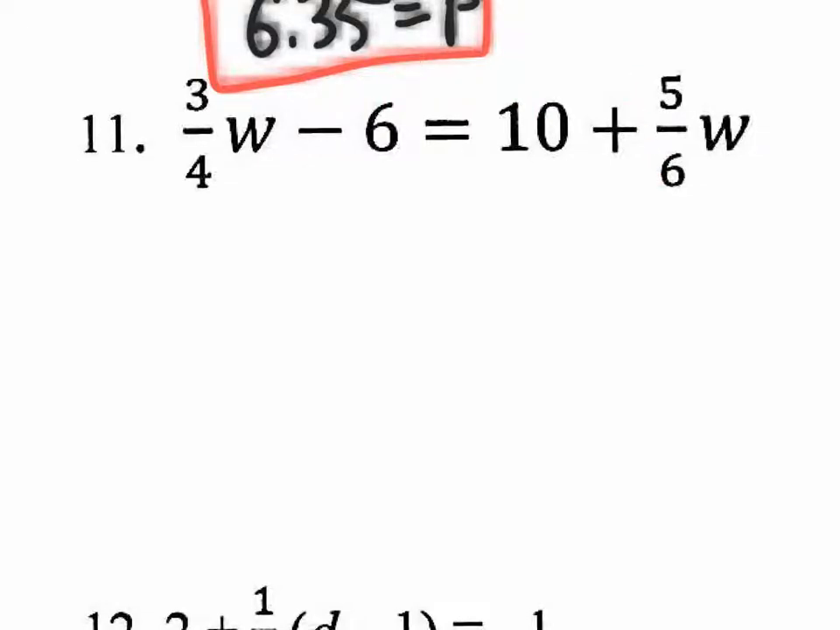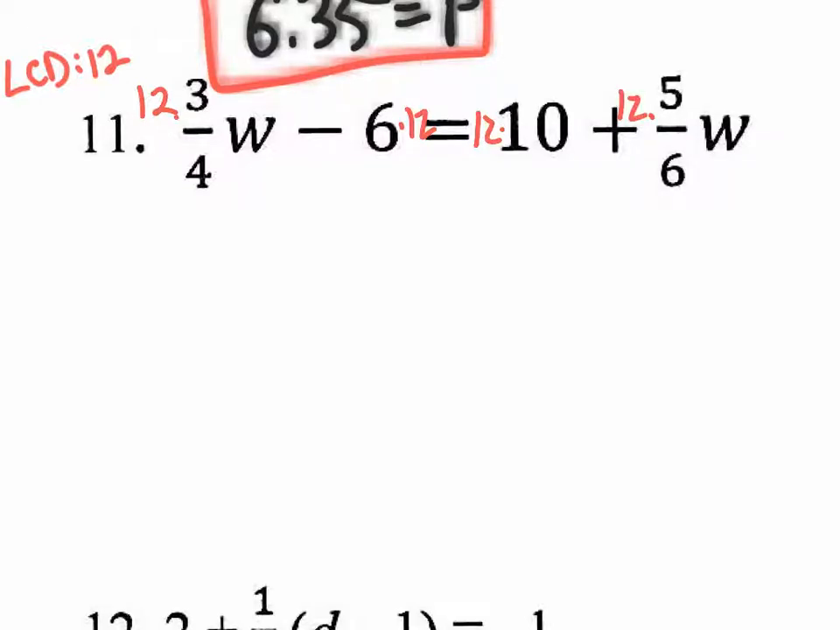So it might be a good idea to look at the 4 and the 6 and think about the LCD, the lowest common denominator. 12 is the lowest common denominator. Why? Because 4 could be changed to 12 by multiplying by 3, and 6 could be changed to 12 by multiplying by 2. So once you identify your LCD, then you multiply everything by that LCD. So put times 12 right next to this fraction. Put times 12 next to the 6. Put times 12 next to the 10. And times 12 next to the 5 sixths.